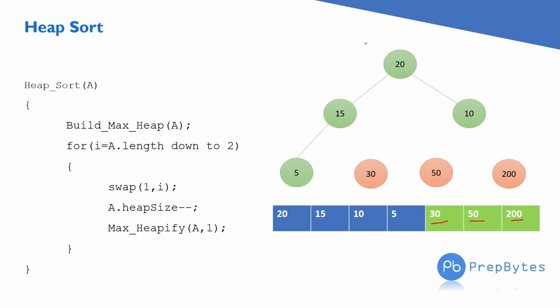Now 20 and 5 will be swapped, because 5 is the last element here and 20 is my first element. Just swap it. So we swapped it, and we decrease the heap size, that is the second step. We have decreased the heap size, correct?